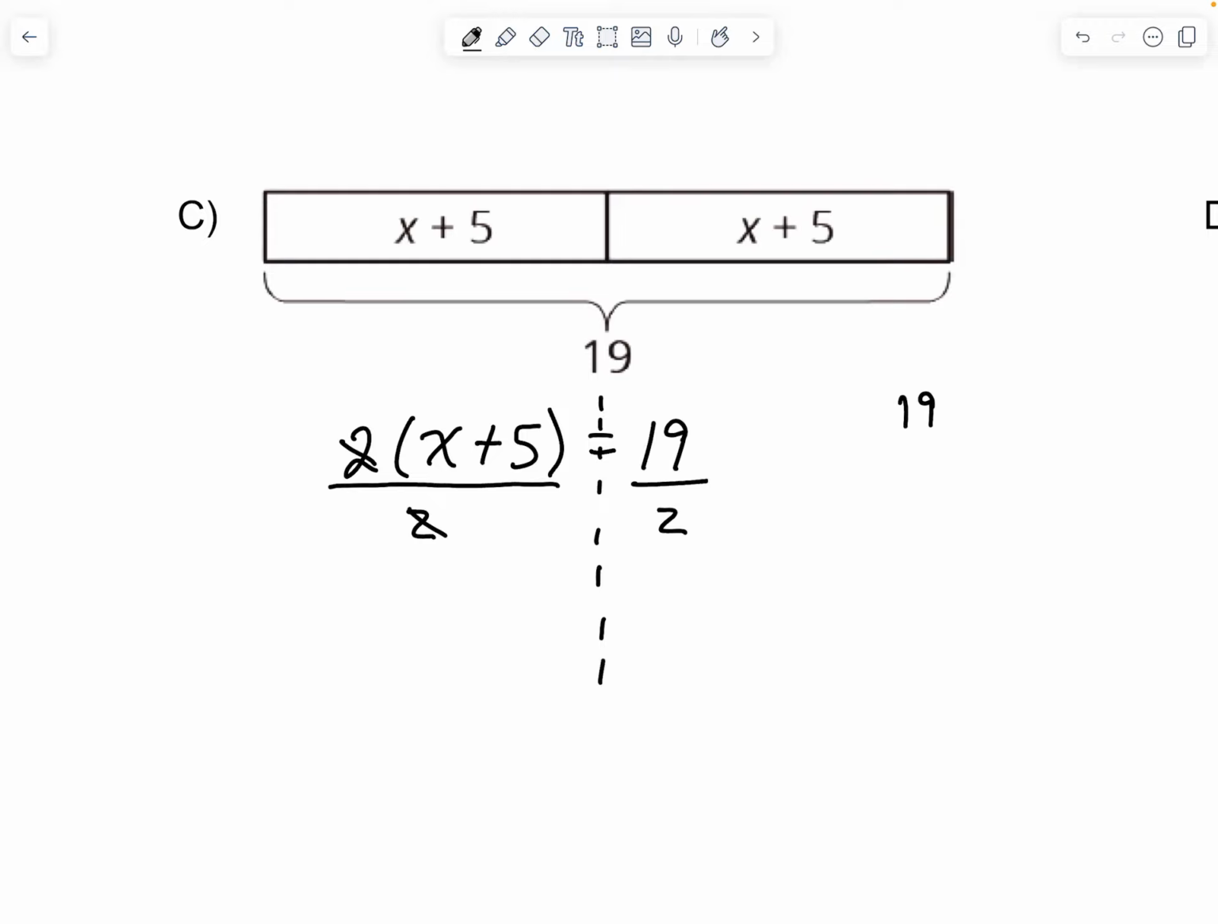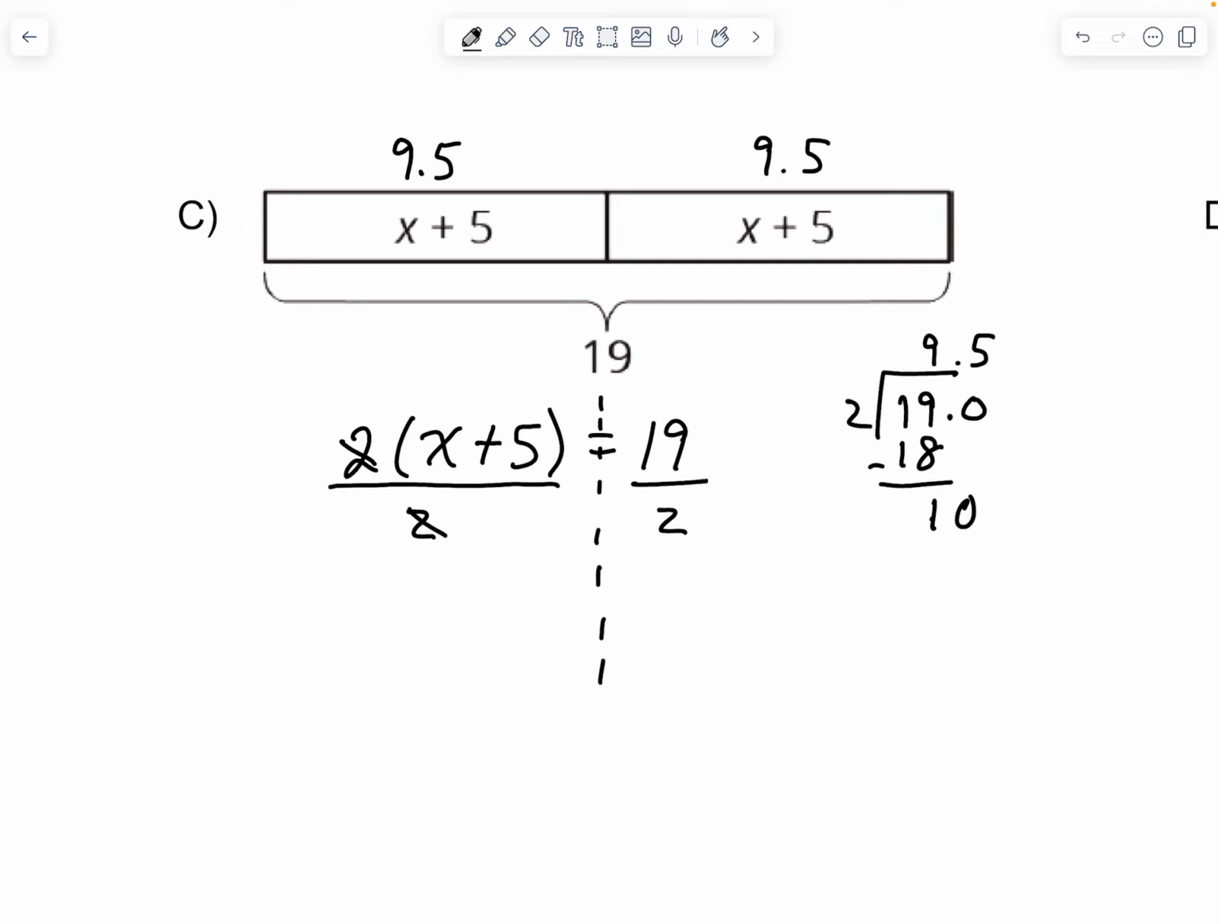So 19 divided by 2, you can think about it, goes in 9 times. 9 times 2 is 18. Still left with 1. Put a decimal. I'm trying to do this all by hand to show where it comes from. And 2 goes into 10 5 times. So each one of these boxes is worth 9.5.